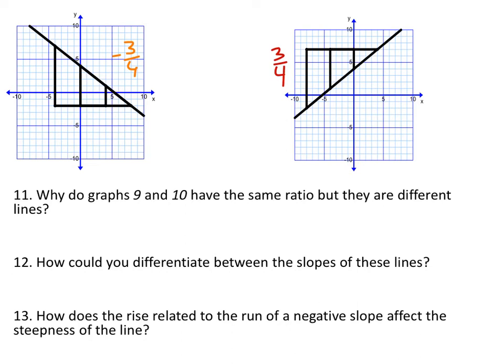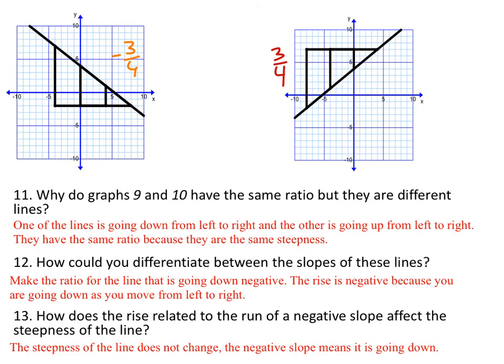11, why do graphs 9 and 10 have the same ratio but they're different lines? 12, how could you differentiate between the slopes of these lines? And 13, how does the rise relate to the run of a negative slope affect the steepness of the line? 1 minute on these 3. Should have 1 sentence for each.